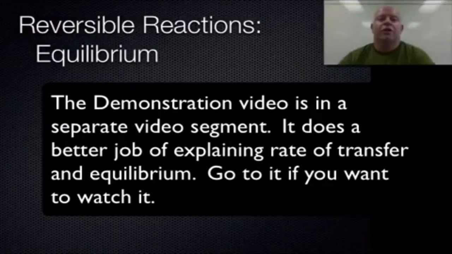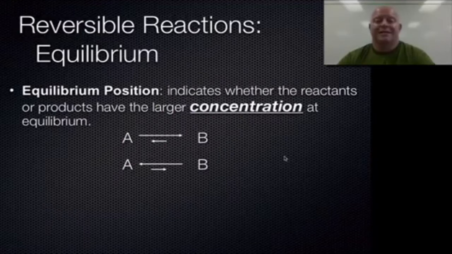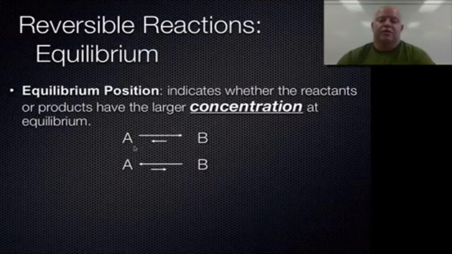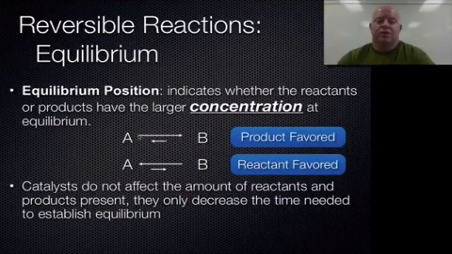Okay, now another way of representing this idea of equilibrium and reversible reactions and the equilibrium position is talking about concentration. If you take a look, when you talk about equilibrium position, we want to know which of the sides has a larger concentration, because this stuff is done in solution for the most part, or with gases. We have reactants we're representing as A, products we're representing as B, and we use these arrows.